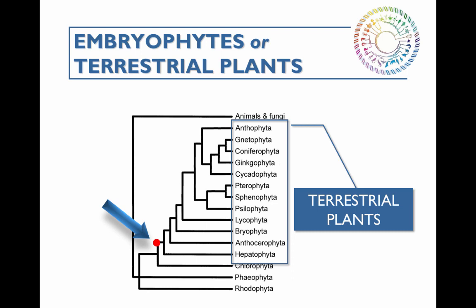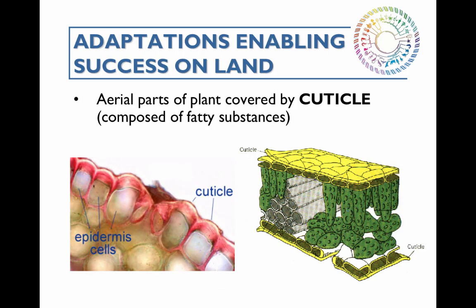So before I go any further, I want to spend a little bit of time just looking at what are the adaptations of the terrestrial plants that enable them to avoid drying out on land. And one of the most obvious adaptations is the evolution of a layer known as the cuticle. It's the waxy or fatty substance covering the aerial or above ground parts of the plant.